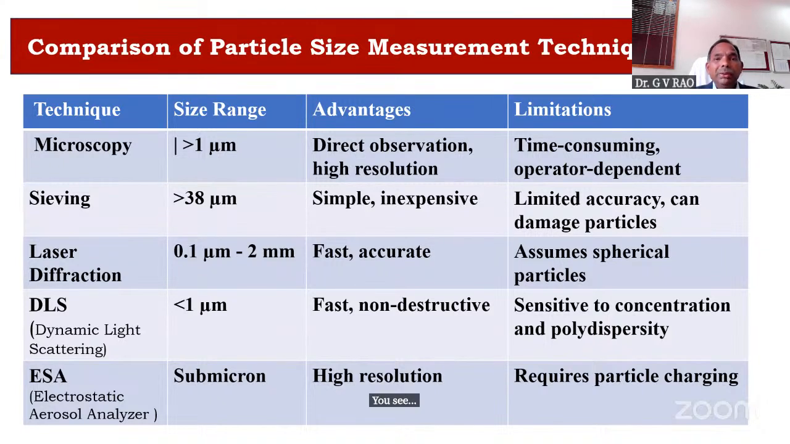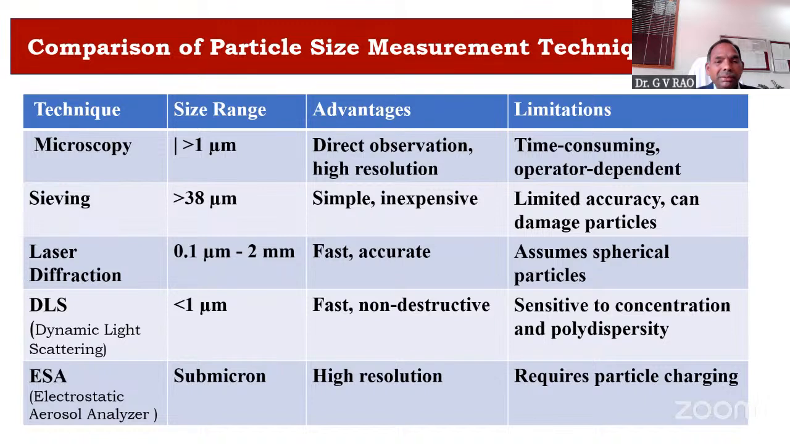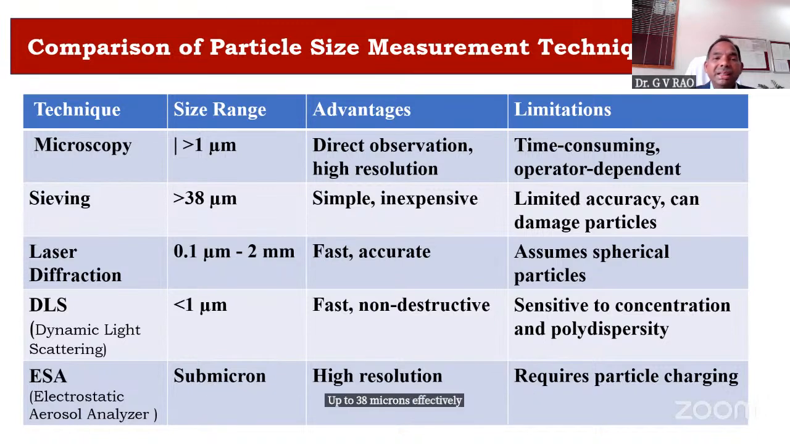Compare the various particle size measurement techniques with their size range, advantages, and disadvantages. You can see sieving is the coarsest particle size method, where particle size can be measured effectively up to 38 microns. Less than 38 microns, we have to go for the cyclosizer, and these are very easy, simple techniques.